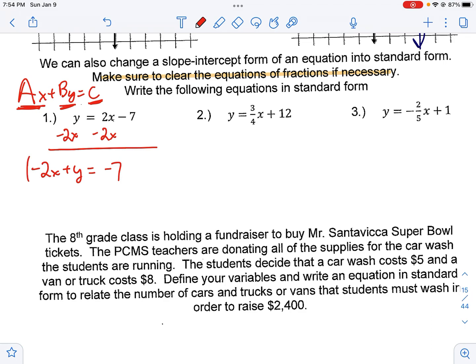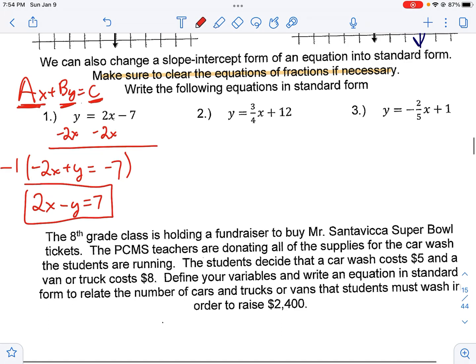Last but not least, we're going to multiply by negative 1, just to keep the a term positive. So it would be 2x minus y equals positive 7. Both of these would have been accepted. So if you don't remember right away to get the a value positive, that isn't a requirement, it's just a preference.